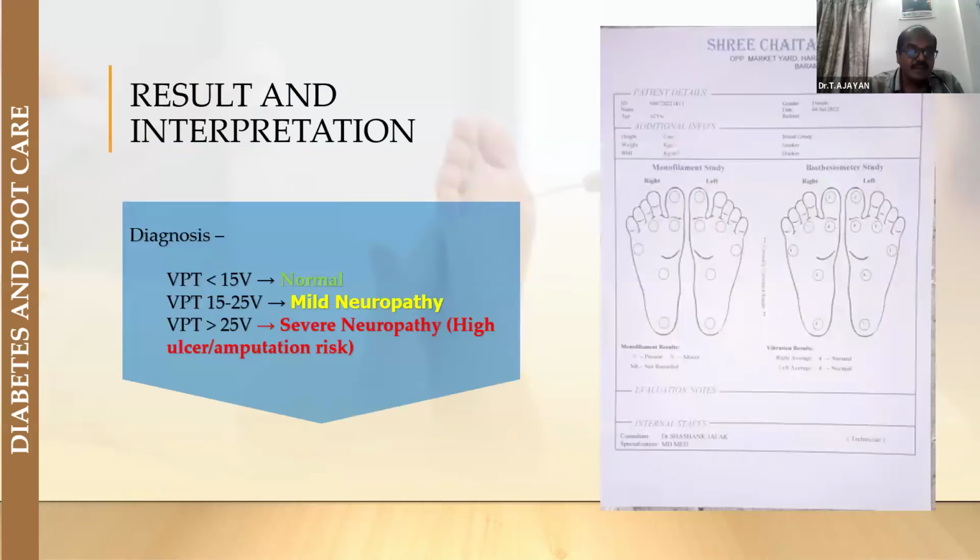Less than 15 volts, where vibration is felt, is normal. In the vibration perception test, 15 to 25 volts indicates mild neuropathy, but greater than 25 volts indicates a high ulcer risk, that is severe neuropathy, and sometimes amputation is needed. That is the interpretation of the vibration perception test: below 15 volts is normal, 15 to 25 is mild neuropathy, and more than 25 volts is severe neuropathy.